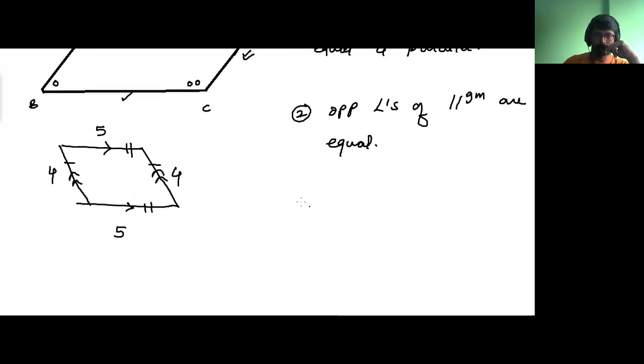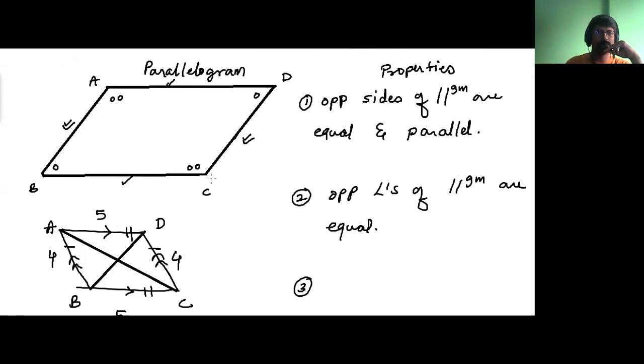Then the third property: the diagonals. What do you mean by the diagonals? This is called a diagonal of the parallelogram, or this is also called a diagonal. How many diagonals do we have in a parallelogram? 2. One is like this and one is like this. If we name it A, B, C, D, then AC and BD are called the diagonals of the parallelogram. Are they equal? No, they are not necessarily equal. Like AC, suppose it is 10, then BD may or may not be 10.